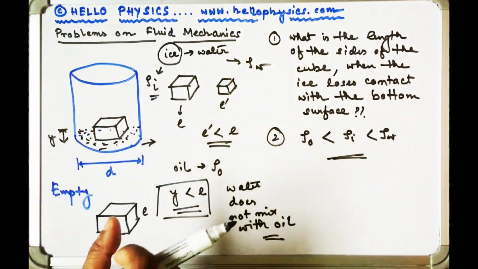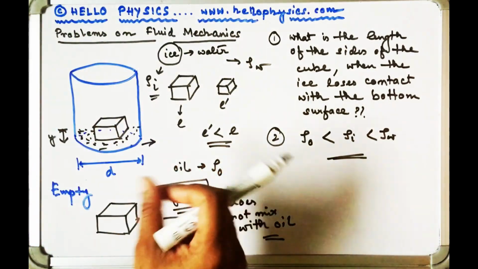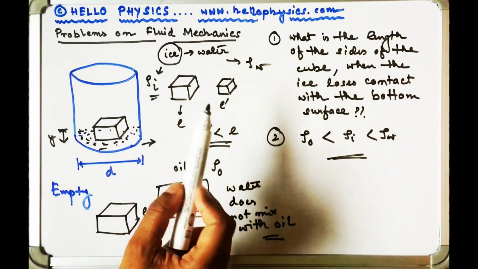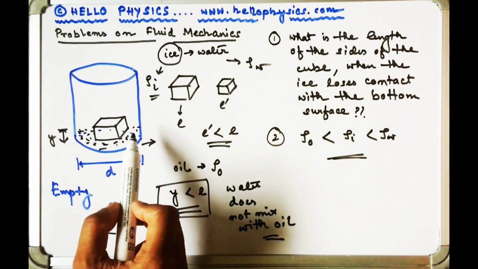Next, the ice cube is placed and it starts melting, and you have to find out the length of the sides of the ice cube when it loses contact with the bottom surface.